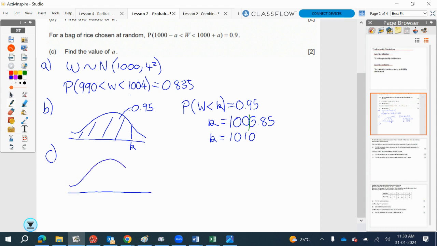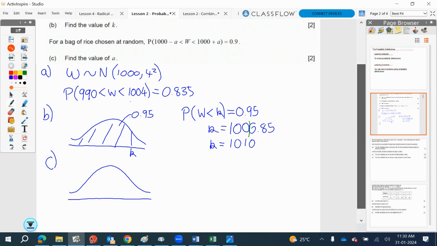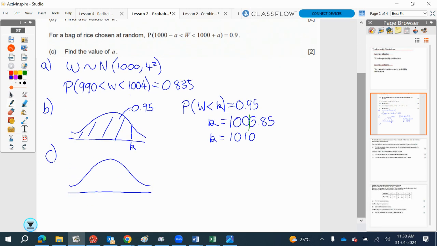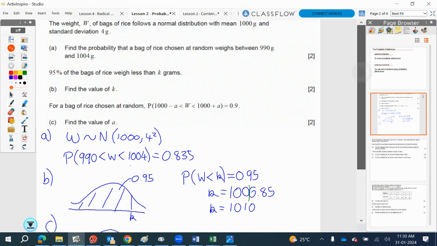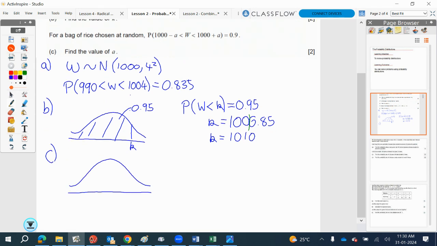How does the diagram look? Which one was it? I did number one. Mila, focus. How does the diagram look? What is the mean? 1,000. The area that we're after is evenly distributed about the mean, isn't it? Can you see that? Yeah, because it's minus A and plus A.